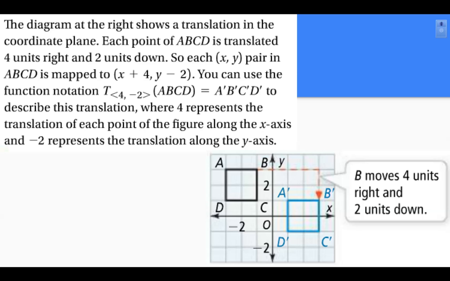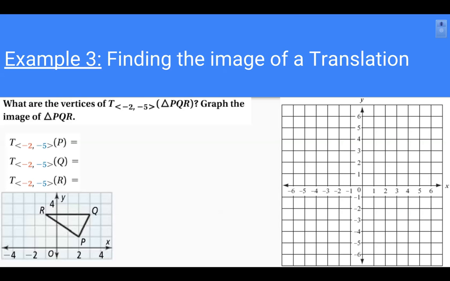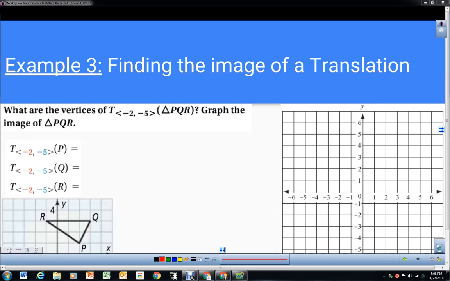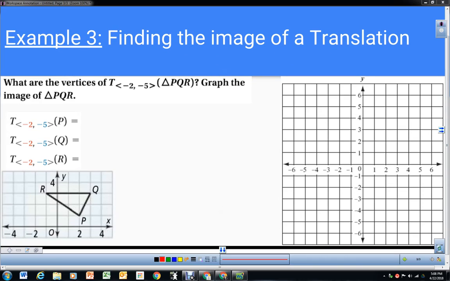So let's practice one of these ourselves. What are the vertices of the translation of (-2, -5) of triangle PQR? Graph the image of PQR. So before we graph this, we're going to graph the pre-image. So let's go over here and mark down our pre-image.